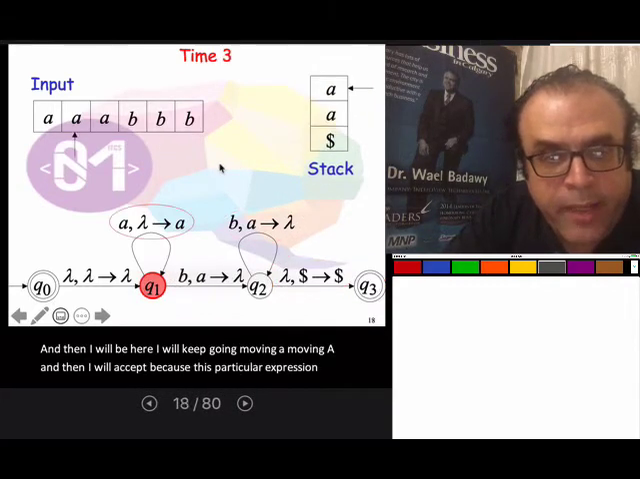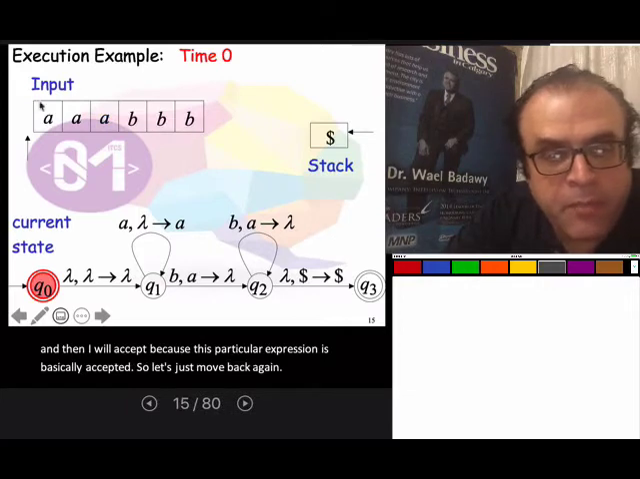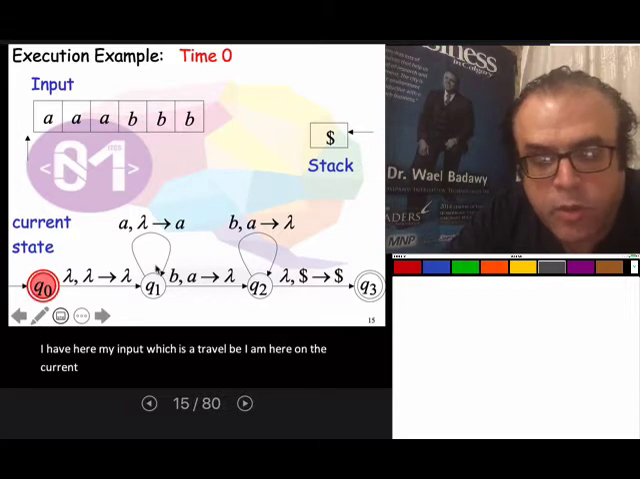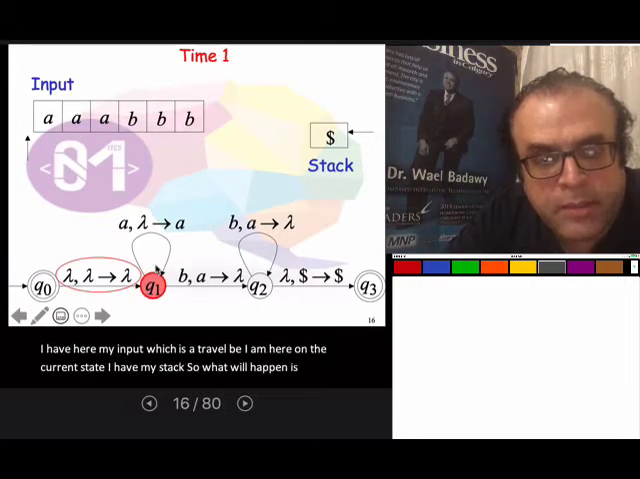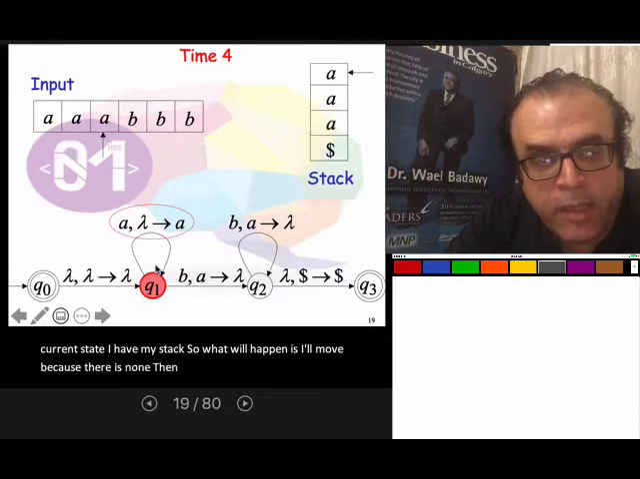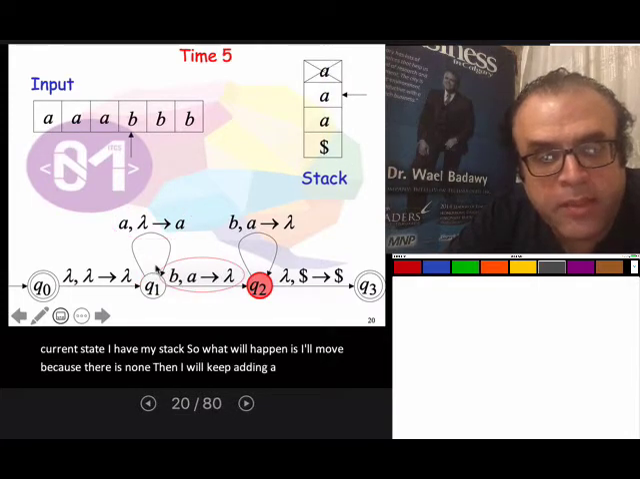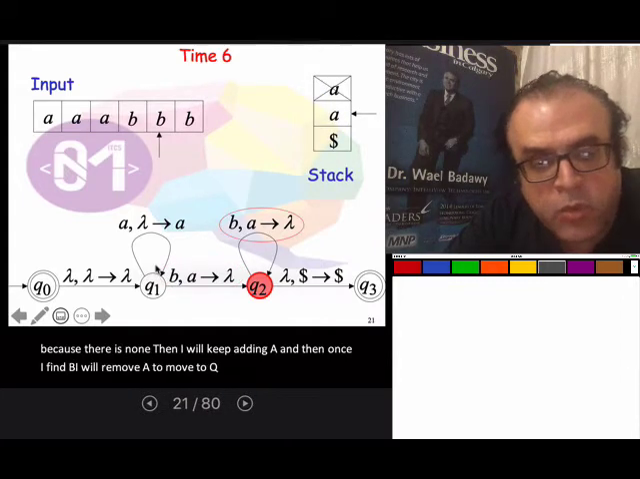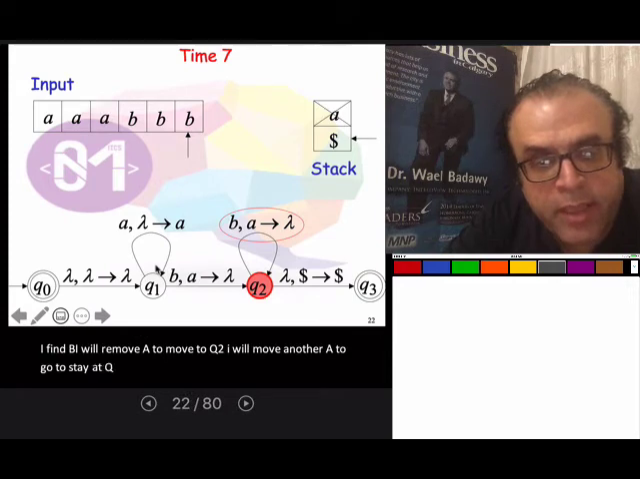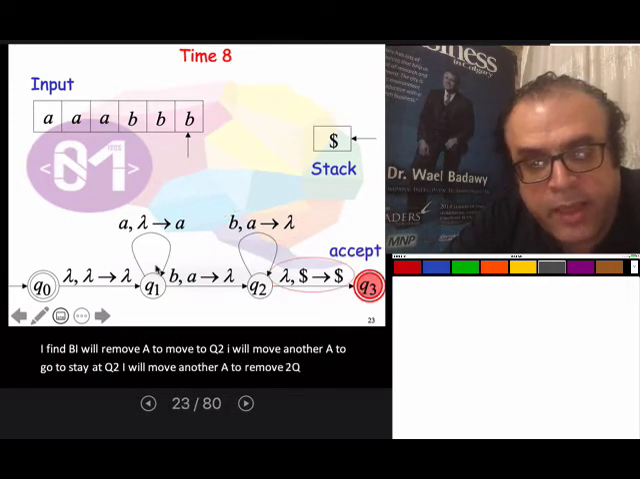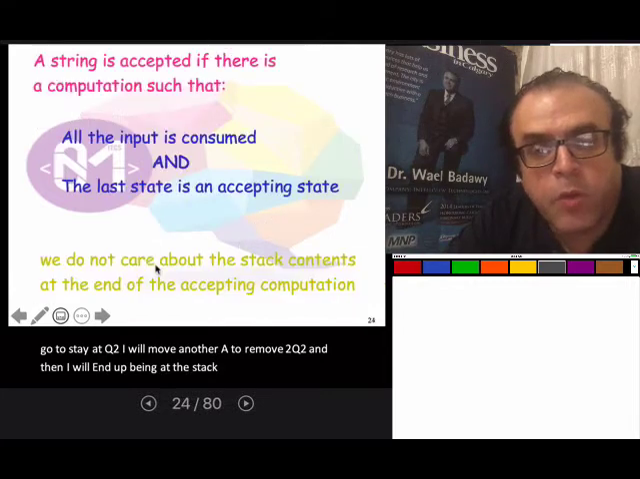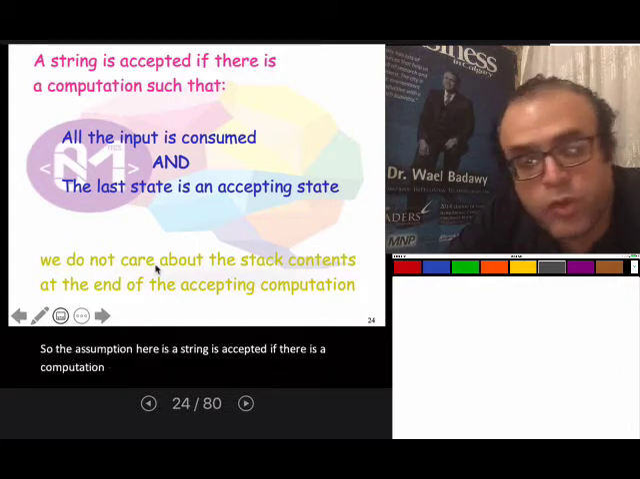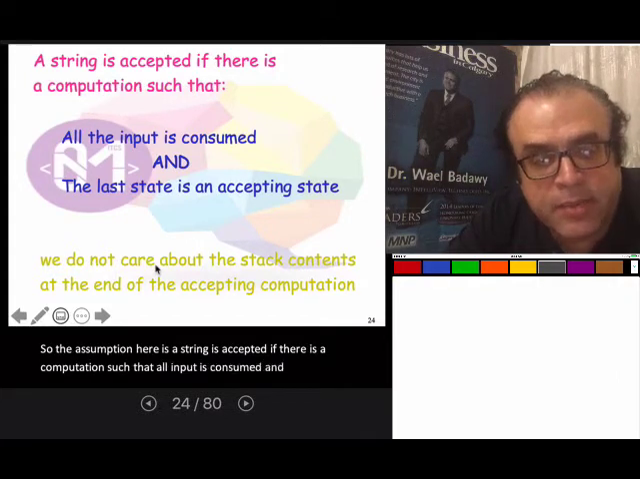So let's just move back again. I have here my input, which is AAABBB. I am here in the current state. I have my stack. What will happen is I will move, because there is null. Then I will keep adding A, and once I find B, I will remove A to move to Q2. I will remove another A to stay at Q2, I will remove another A to stay at Q2, and then I will end up at the empty stack, which means I accepted. So the assumption here is a string is accepted if there is a computation such that all input is consumed and the last state is an accepting state.